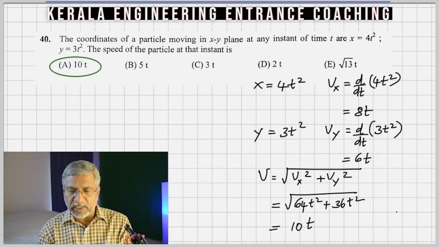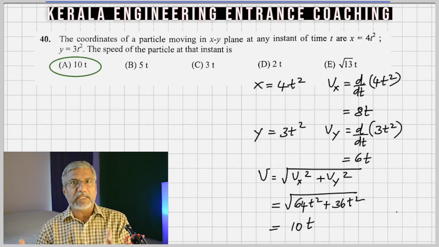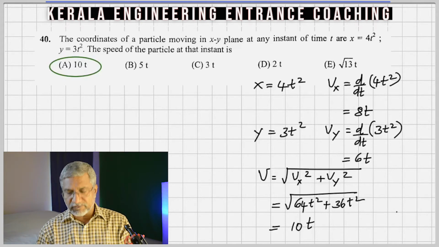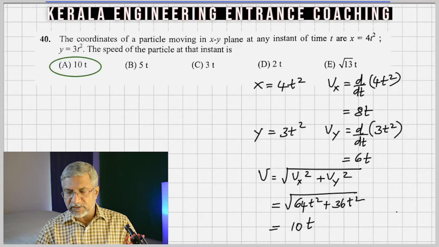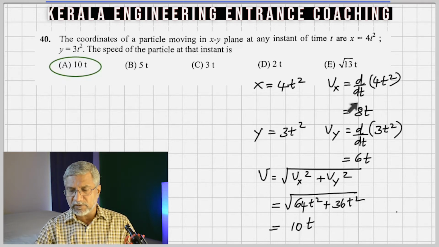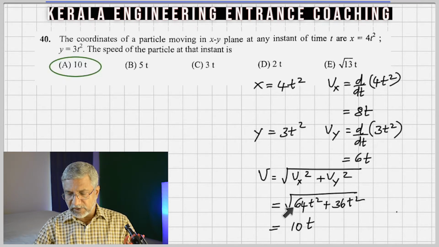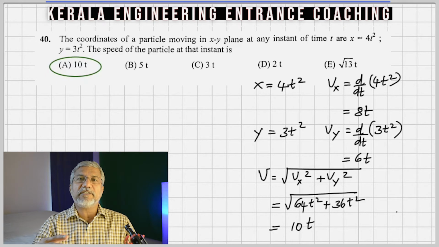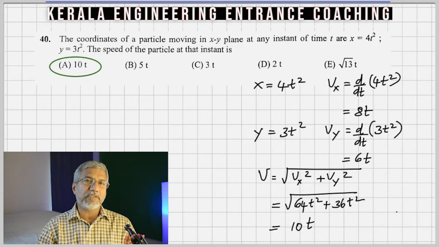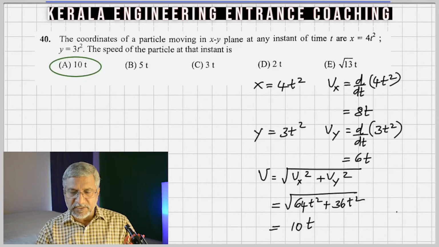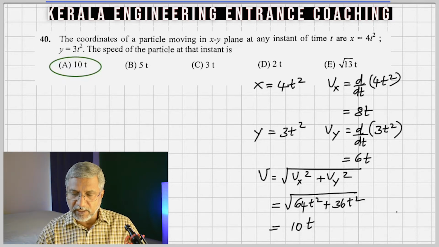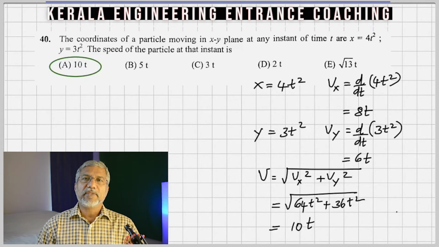Now you have to find the speed, which is the magnitude of the velocity, for which you use the Pythagorean theorem: the square root of 64t squared plus 36t squared, because you're squaring both and adding them. 8 squared is 64, 6 squared is 36, and when you add them, you get 100t squared. The square root of 100 is 10, the square root of t squared is t. That's how we get 10t as the answer. All right.